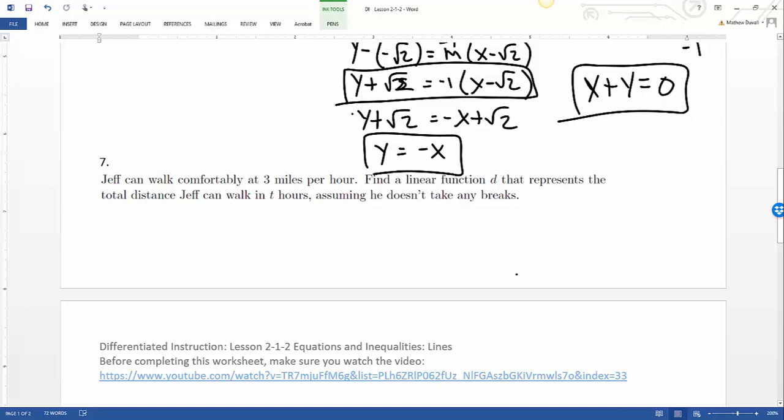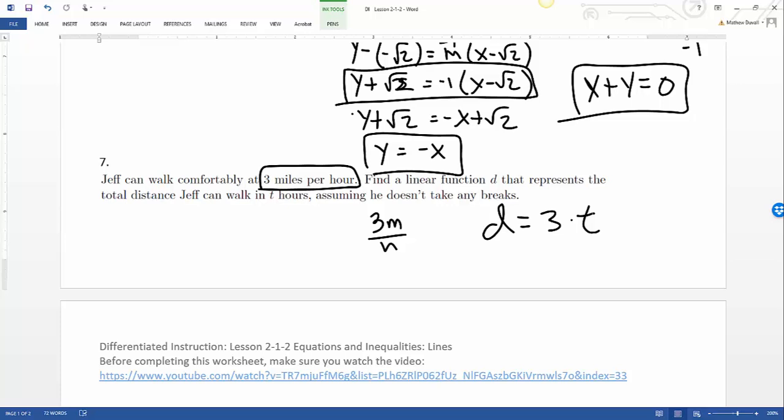It says Jeff can walk comfortably at 3 miles per hour. Find a linear function d that represents the total distance Jeff can walk in t hours. So this 3 miles per hour, that looks like a rate because it's the change in miles over the change in hours. So it looks like the distance walked is going to be 3 miles per hour times the amount of time.